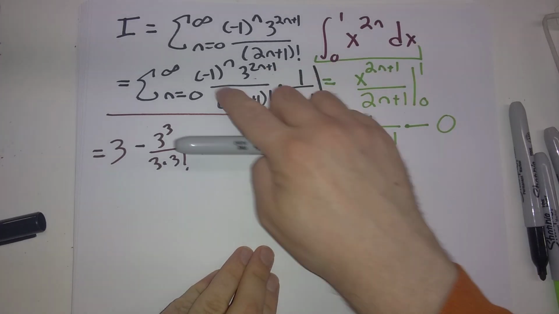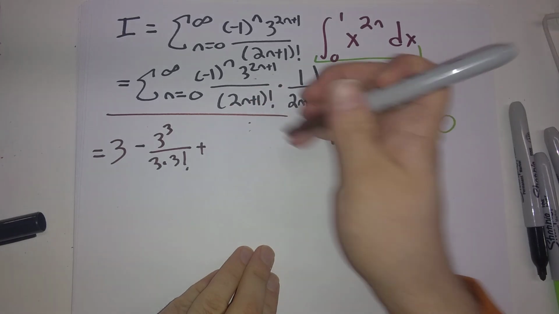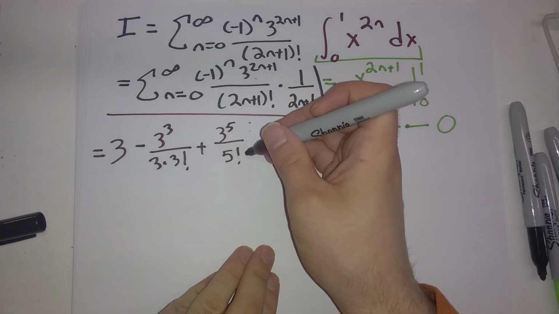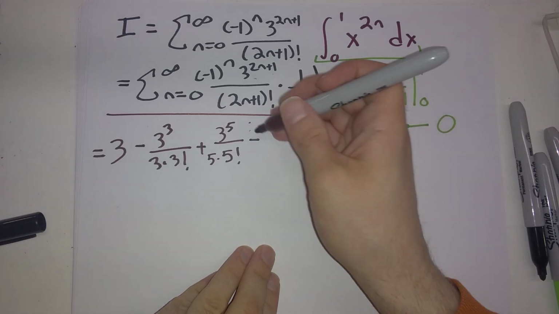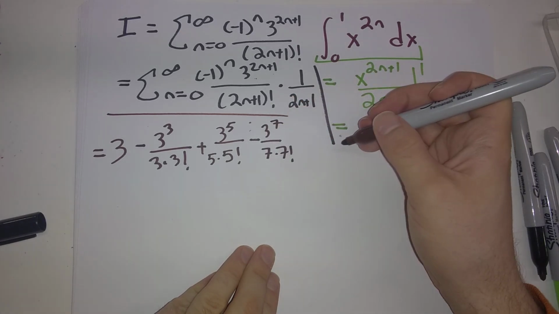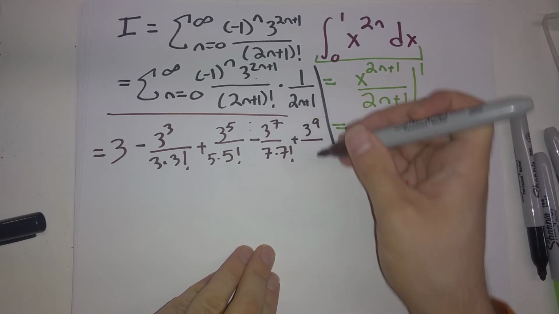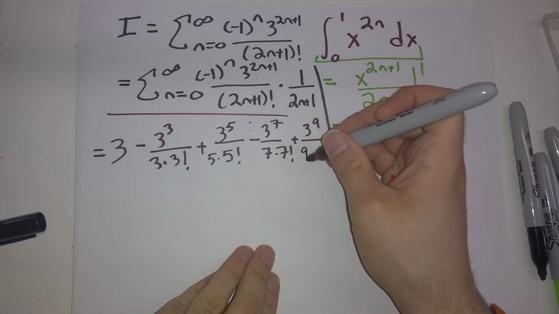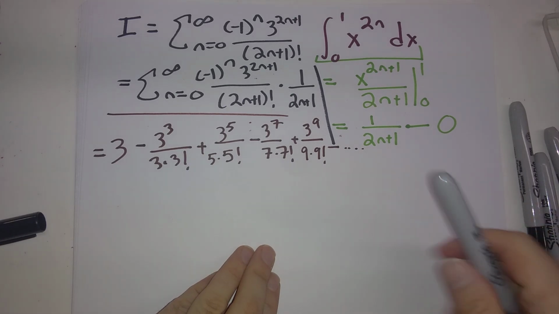When n is 2, minus 1 squared will be a plus sign. When n is 2, 2n plus 1 is 5. So I have 3 to the 5th divided by 5 factorial and an extra 5 there. When n is 3, we'll end up with 3 to the 7th divided by 7 times 7 factorial. When n is 4, we'll be back to a plus sign, and 2n plus 1 is 9, so 3 to the 9th divided by 9 times 9 factorial. So those are the first 1, 2, 3, 4, 5 terms.